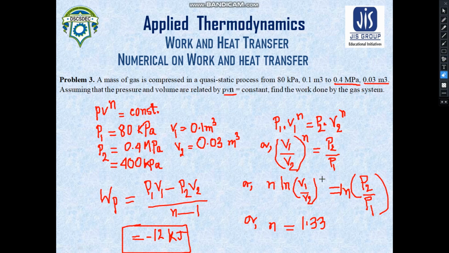Okay, so I hope this was a very simple problem. You just need to calculate the value of n, and you must have understood that this is an example of a polytropic process, and you just need to remember the formula for the work done in polytropic process. This was the formula that has been followed here, and n was the only unknown which we have calculated from this equation.